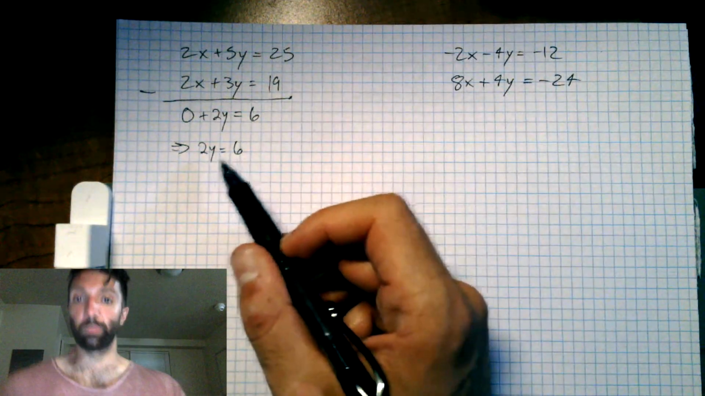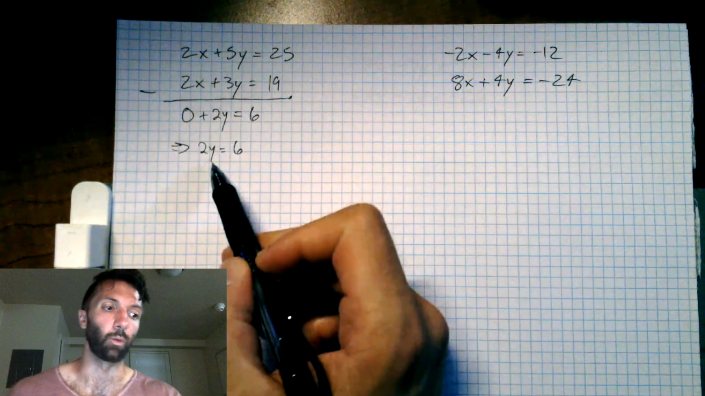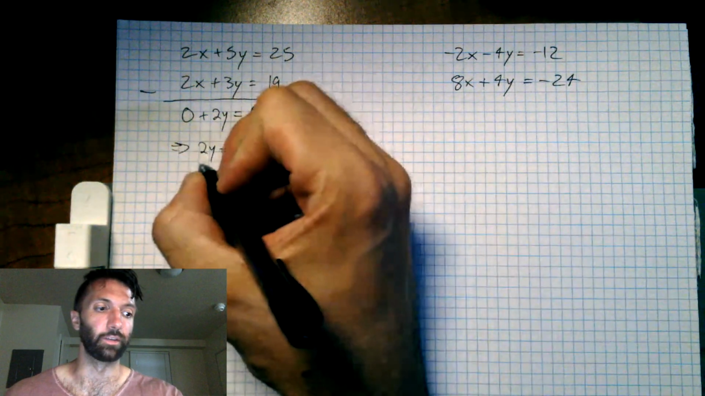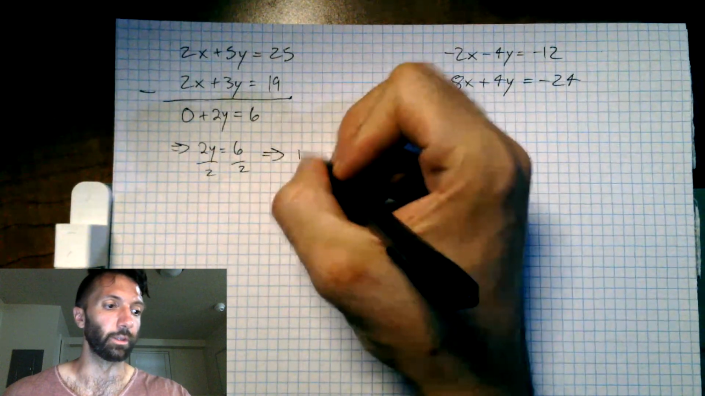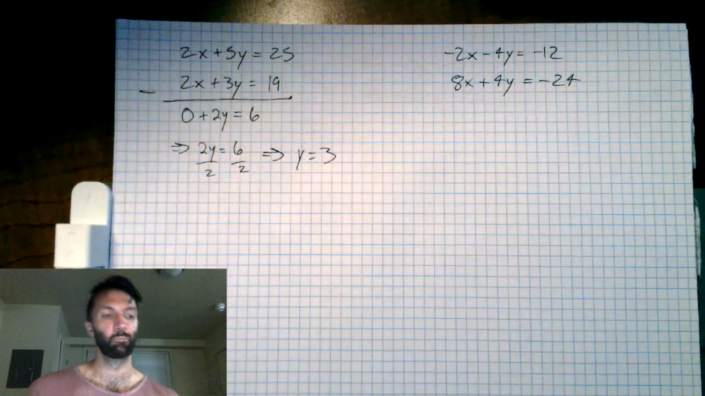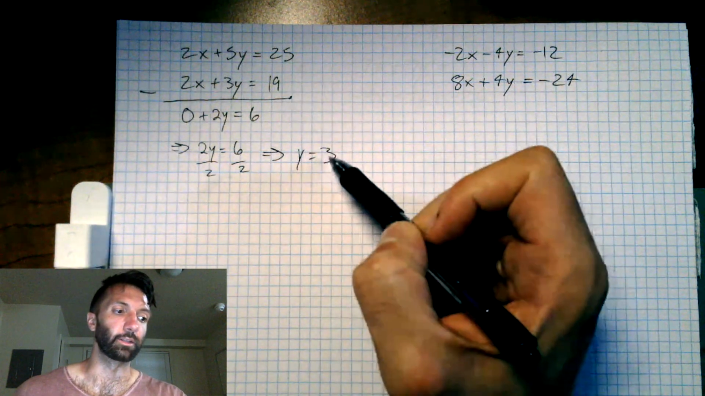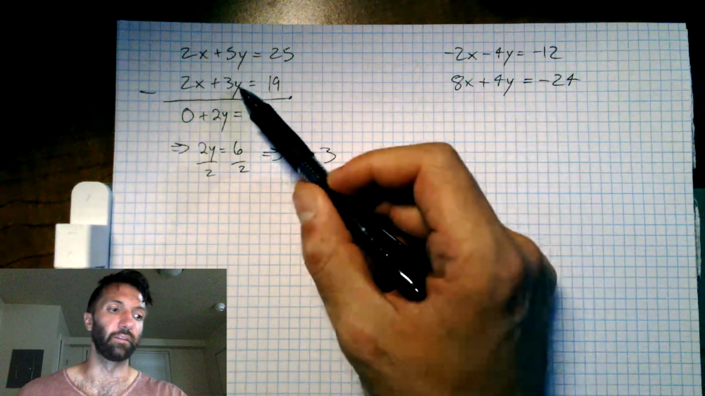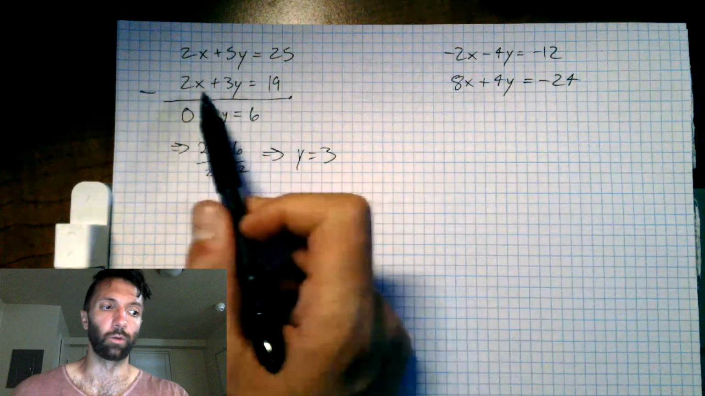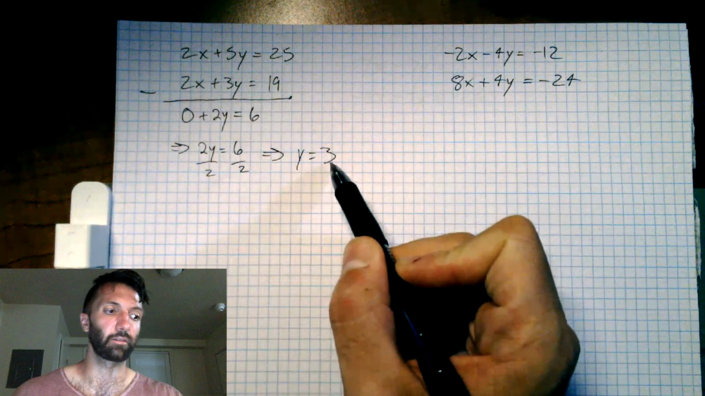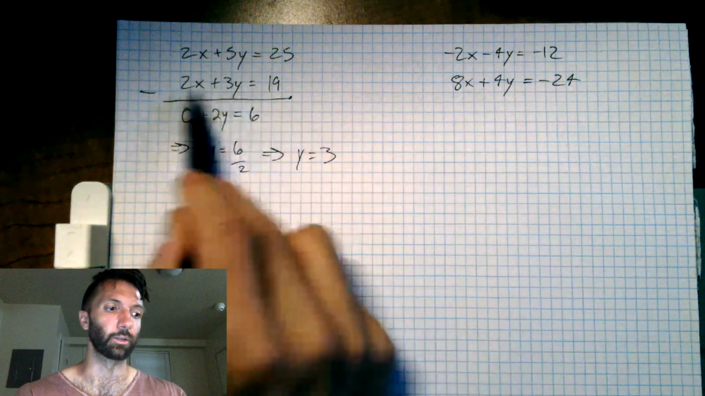So this is good because we know how to solve equations that are in just one variable. We just have to get y by itself now, and to do that we divide both sides by 2. And so we see that y equals 3. And now that I know that y equals 3, then I can substitute the 3 in for y in either one of these equations. So I think the bottom one looks a little bit simpler, so I'm going to take 3 and substitute it in for y. So I'm going to copy down this equation here.